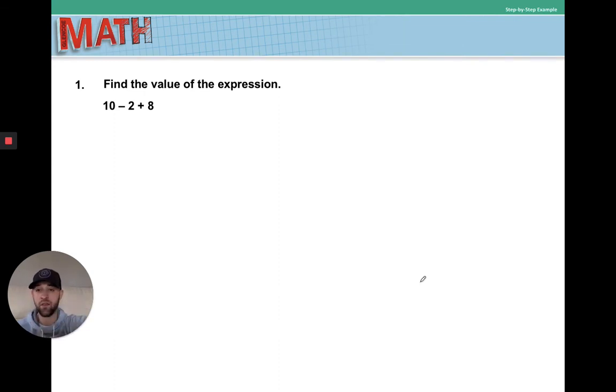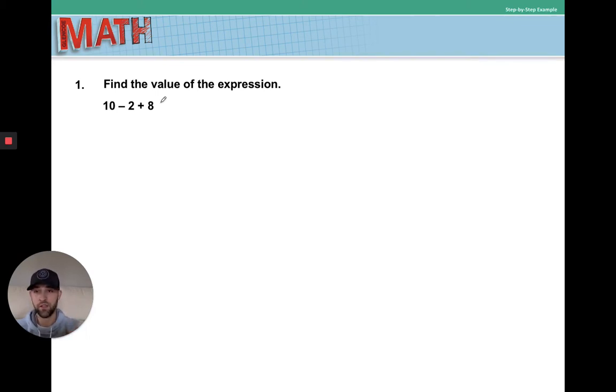Now, I know what you're thinking. Pretty simple. I can solve this either way. I can do 10 minus 2, or I can do 2 plus 8, and I'll get the same answer no matter what. Actually, you won't. I always encouraged you when we were walking through order of operations, take it one step at a time. Go through your PEMDAS.